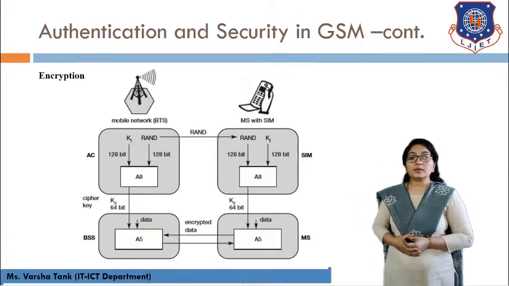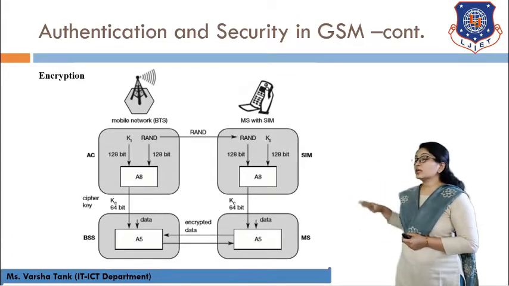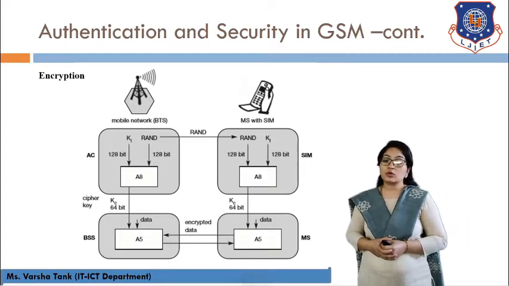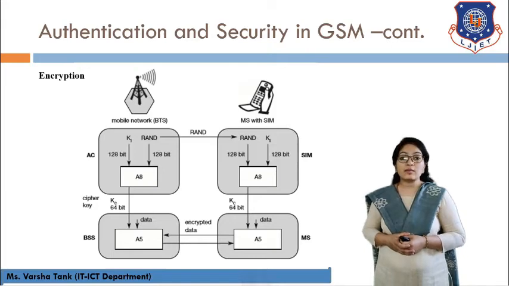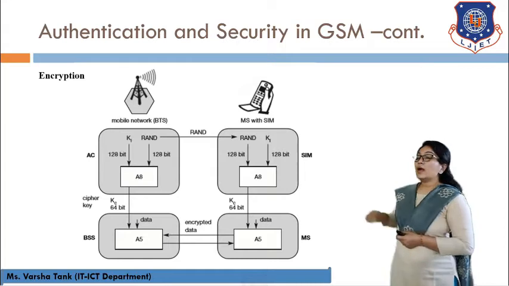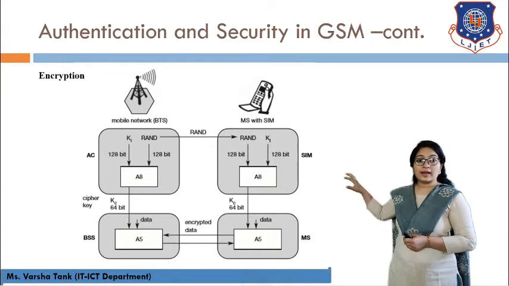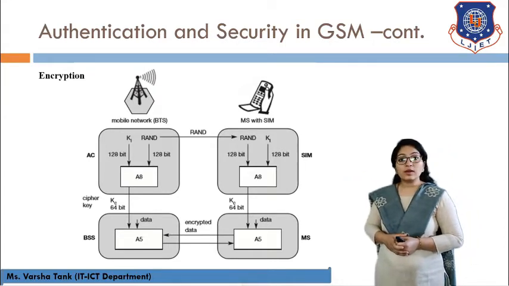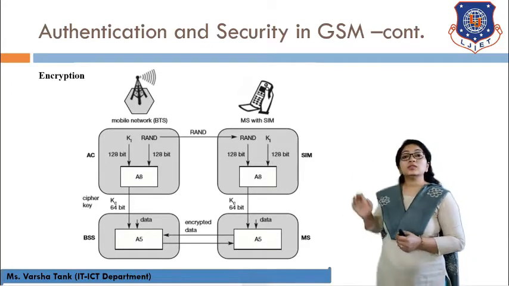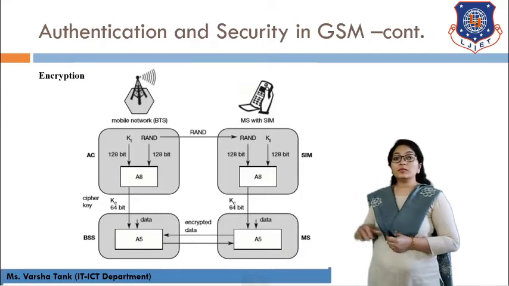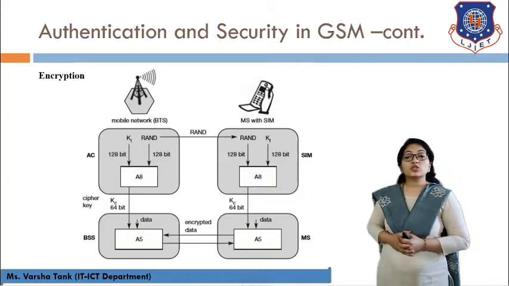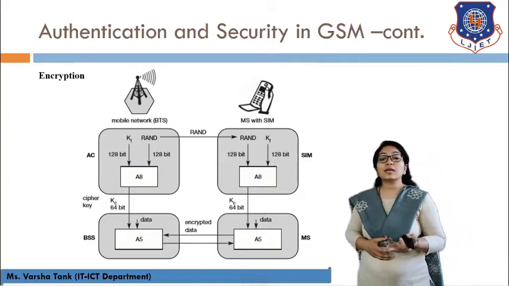Now next is encryption. So what will happen when encryption is going on, when data is transferred? Once the call is established, you have to encrypt the data when it is going to be transferred on the communication network. So what will happen at the authentication center side and at the SIM card side? Same, using the secret key K and the random number. Both values are given to the A8 algorithm. This A8 algorithm will generate the cipher key.